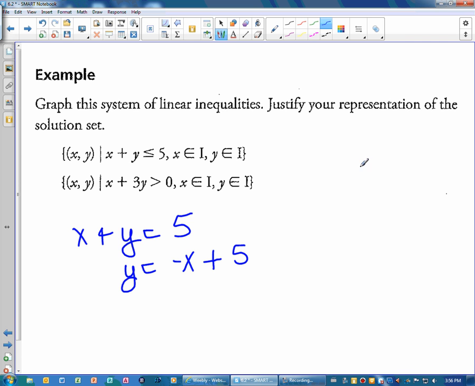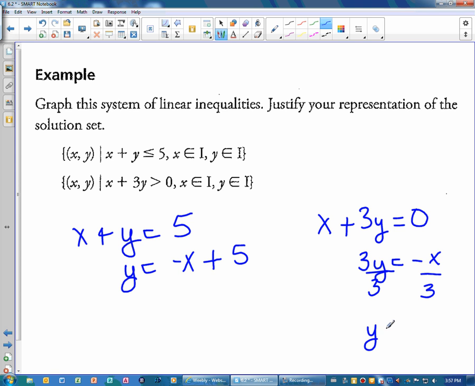Okay, my other one says x plus 3y. To make my boundary line, I'm just going to make it equals 0. So 3y equal to negative x, because I'm going to take that x and put it to the other side. Then I'm going to divide by 3. So y is equal to negative 1/3 x. Do you know where that 1 came from? It's the 1 that's sitting in front of the x.